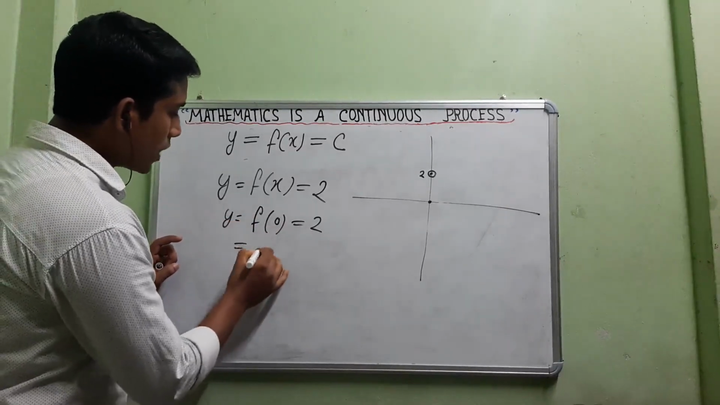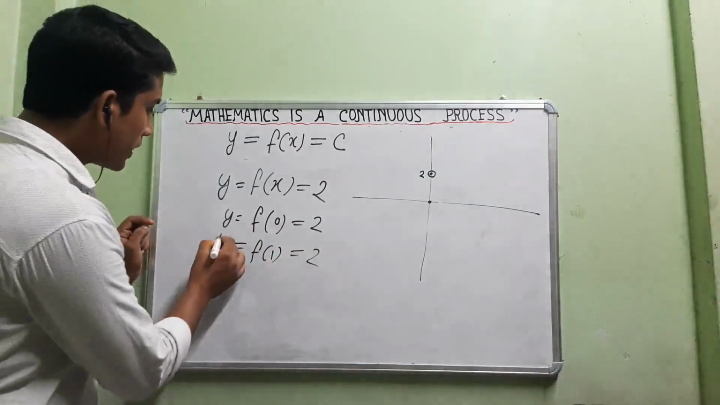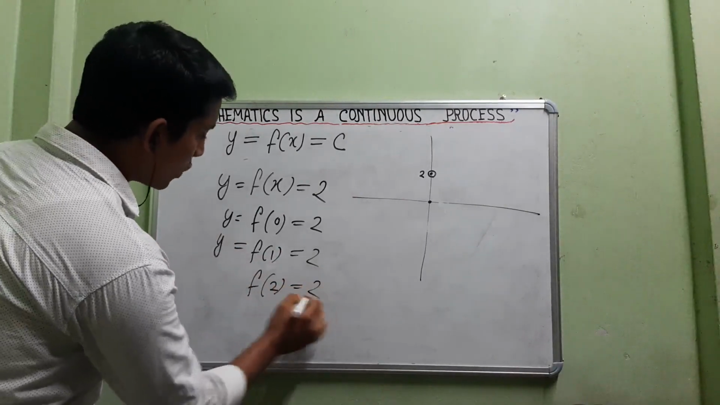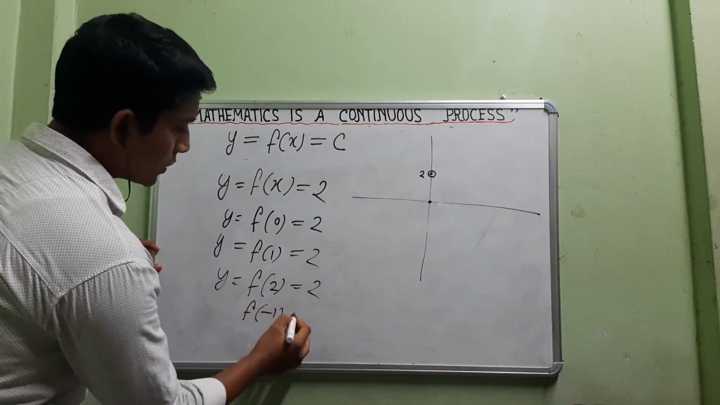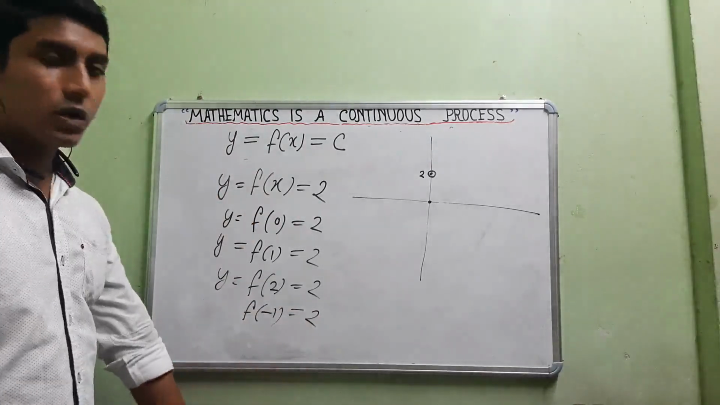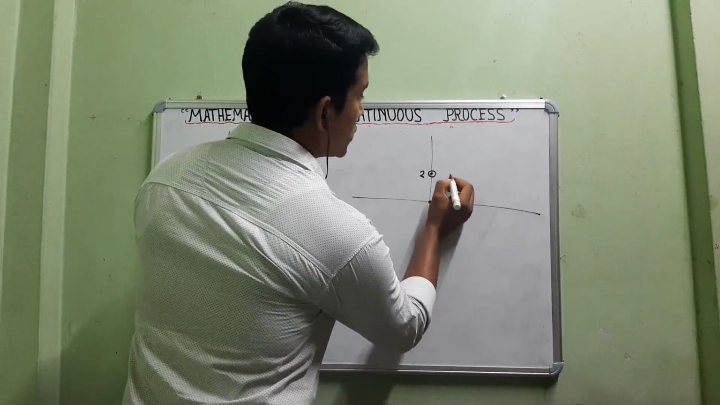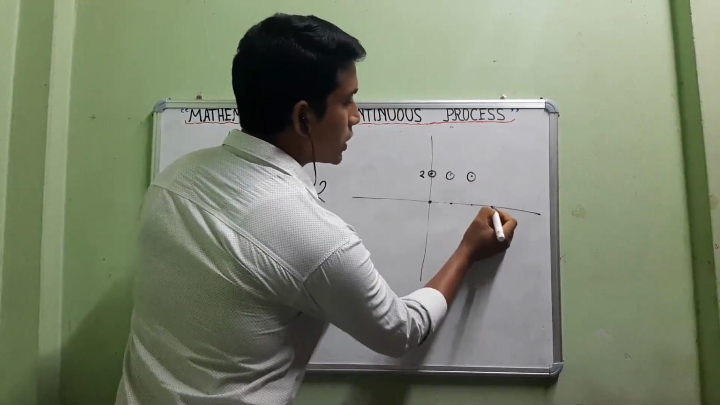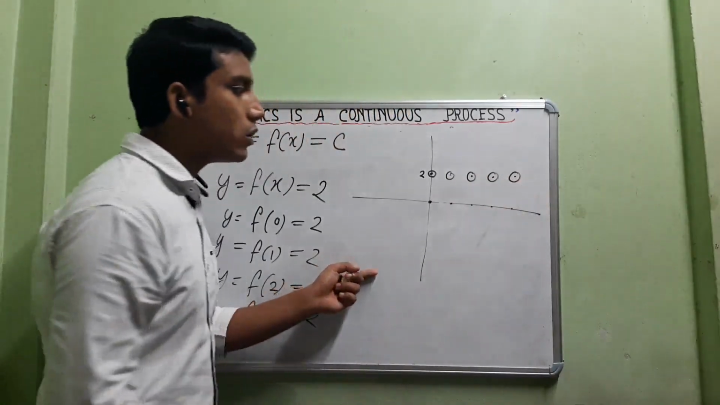Now in place of x I will put 1. There also y is remaining 2 only. Similarly, if you take x equal to 2, there also 2 only. Suppose I take minus 1. Whatever you take, that one will always be 2. Whatever the x you take, y will remain always 2. If we draw here, for the value 1, y is 2 only. For the value 2, y is 2 only. For the value 3, again y is 2. For the value 4, y is again 2. Y will always remain 2.